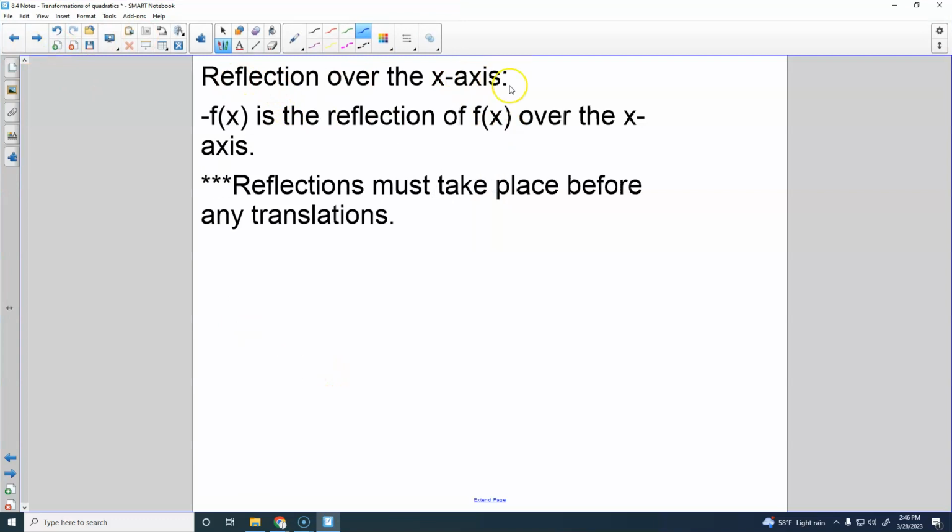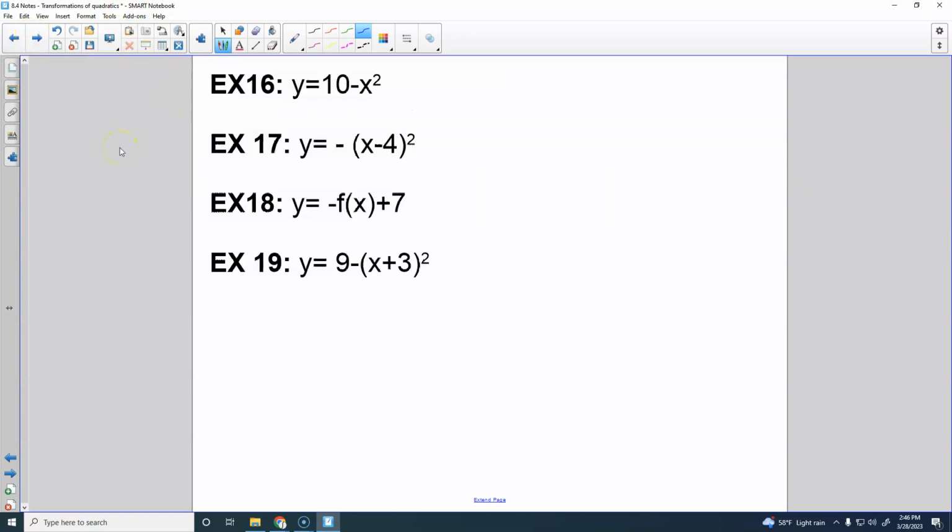So for these, a reflection over the x-axis, if you have negative f of x, it's the reflection of f of x over the x-axis. Reflections must take place before any translations. So we've got just a few more to look at.